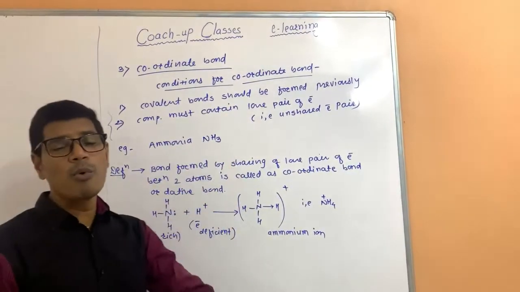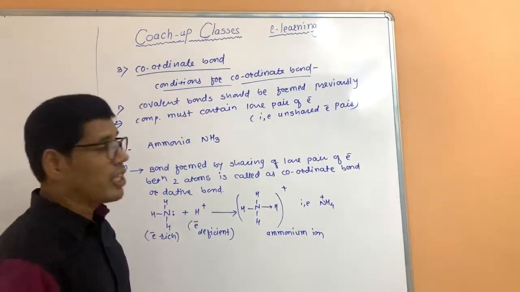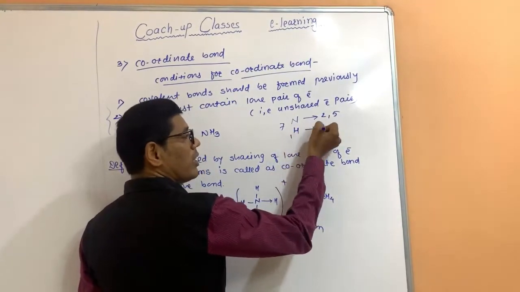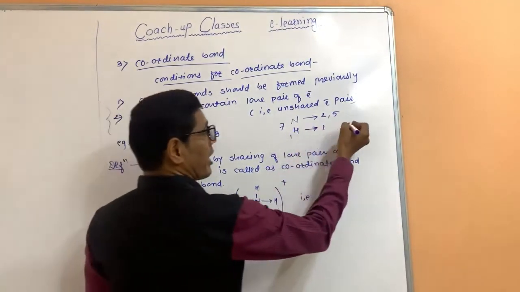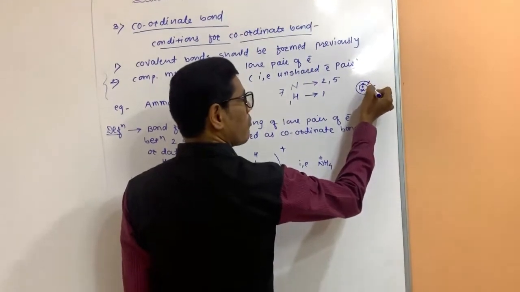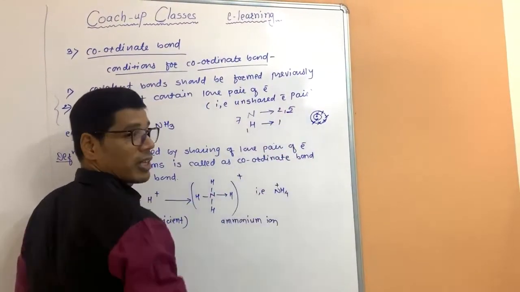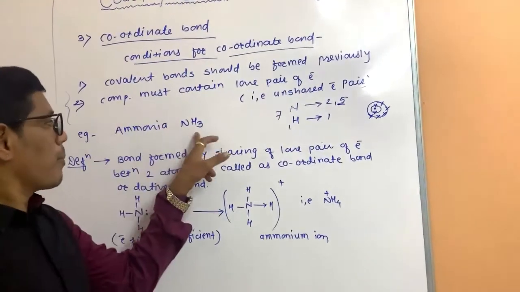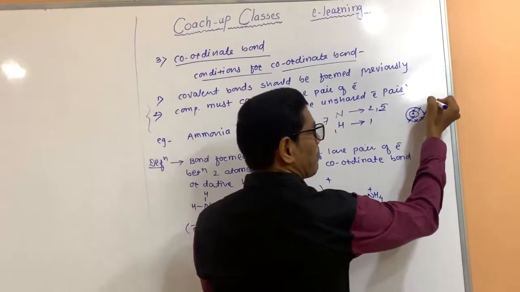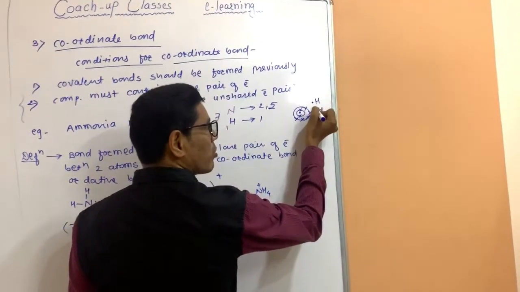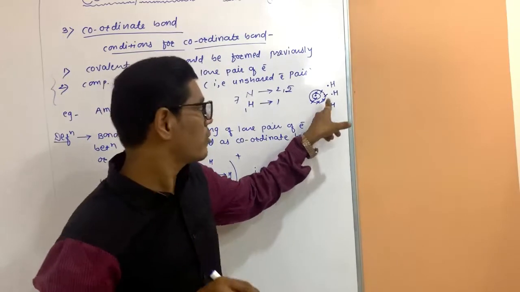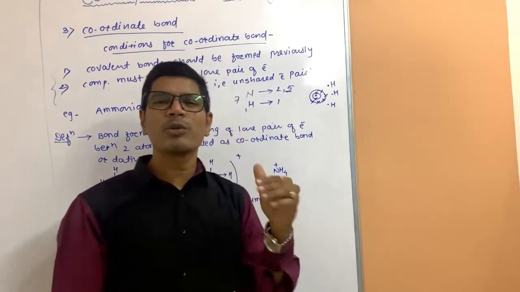Now see the example of ammonia, NH3. Nitrogen atomic number is 7, so the arrangement is 2, 5. Hydrogen atomic number is 1, arrangement is 1. Now nitrogen has the nucleus at the center, the first shell consists of 2 electrons, and the second shell consists of 5 electrons. In ammonia, 3 hydrogen atoms approach the nitrogen, every hydrogen atom with 1 electron. Electrons of nitrogen are represented by crosses, and electrons of hydrogen by dots, simply to understand.